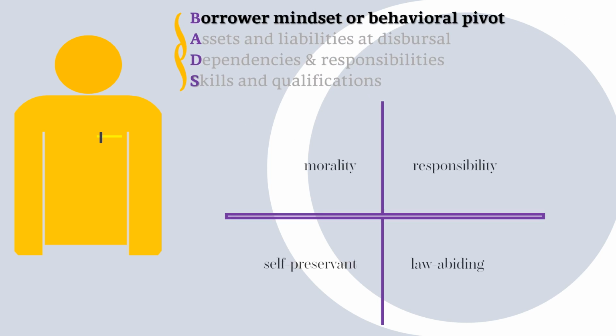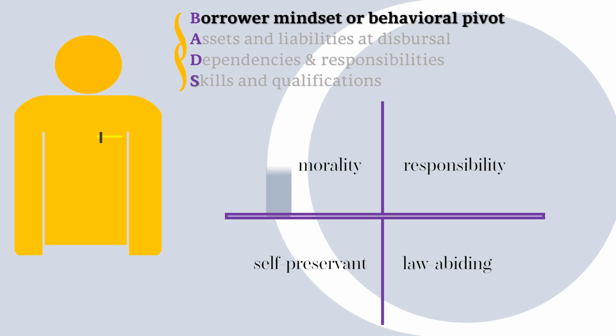The borrower mindset or behavioral pivot is covered by us by using the 4-quadrant approach of morality, responsibility, self-preservation, and law abidance. Measuring these can help us understand what the behavior or the mindset of the borrower is at the point of borrowing, and hence what are the chances or intention of the borrower which can help later in collections.